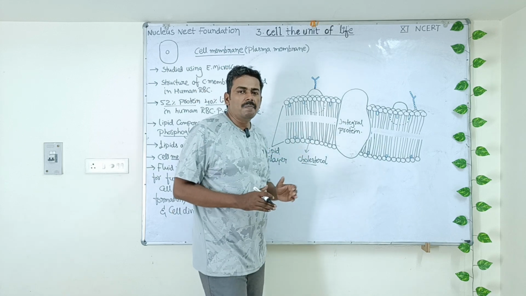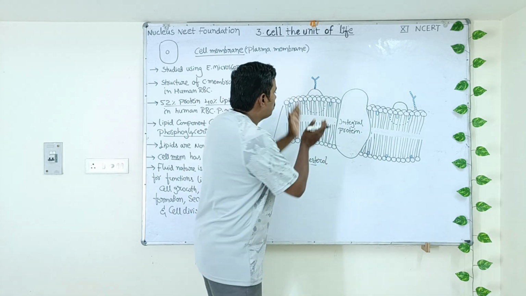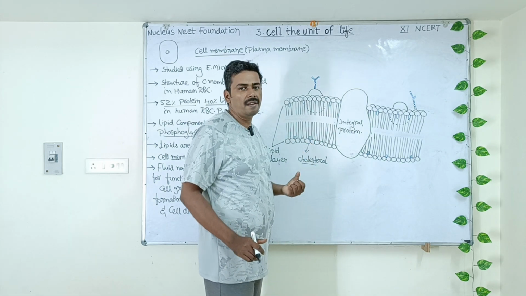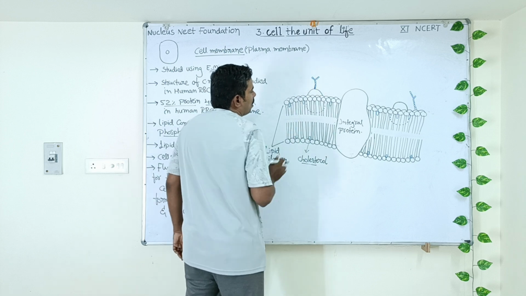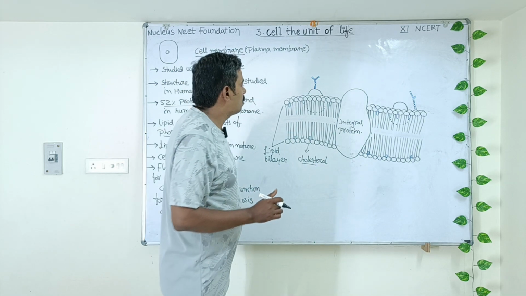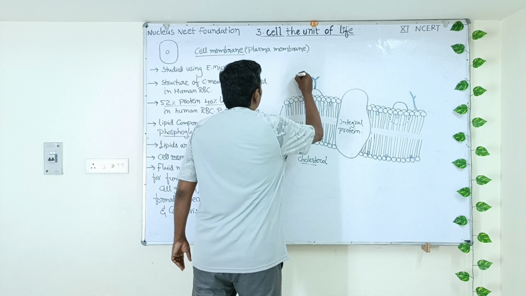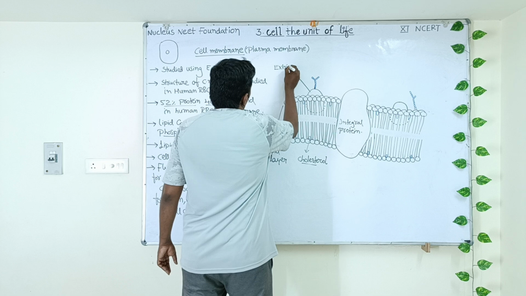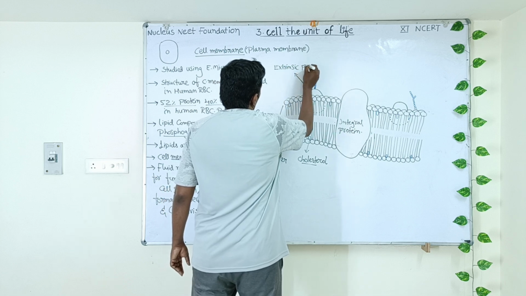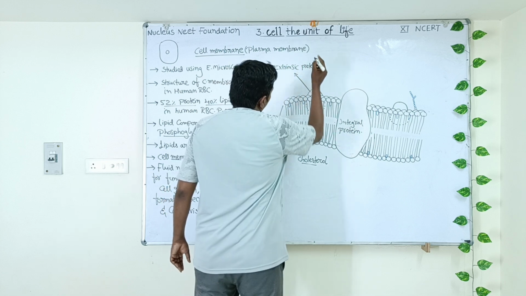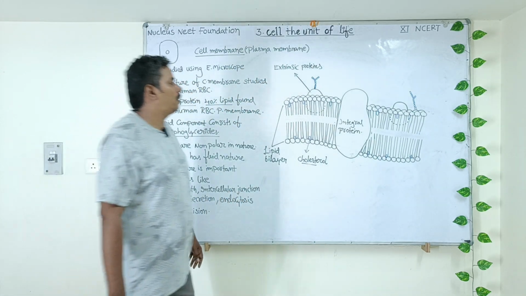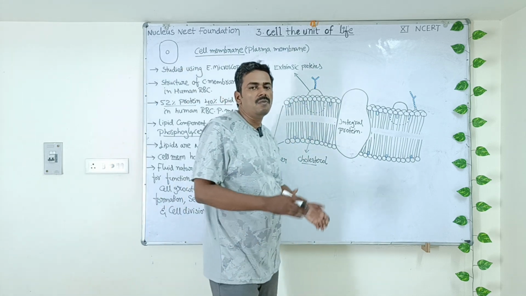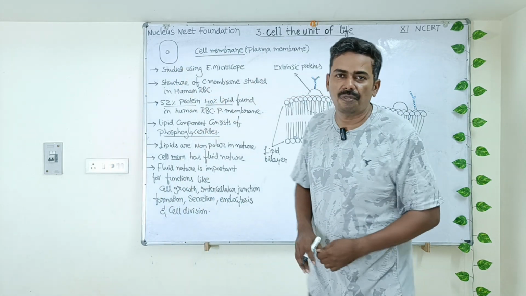The second type of proteins are small proteins which are present just on the upper surface of the plasma membrane. They never touch the lower layer of lipid. So this type of proteins are called extrinsic proteins or peripheral proteins. So there are two types of proteins, integral proteins and extrinsic proteins. Extrinsic proteins are also floating like small icebergs in the ocean of lipids.